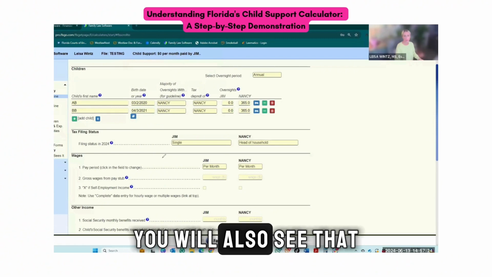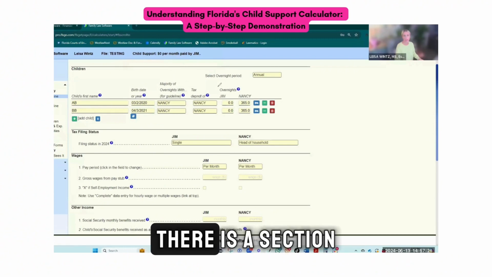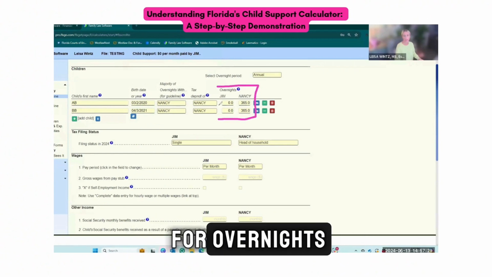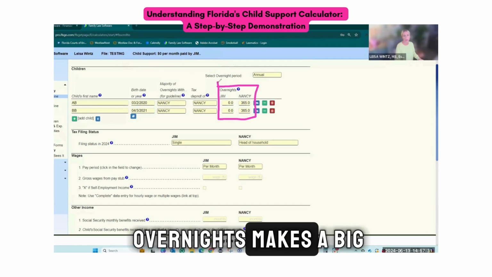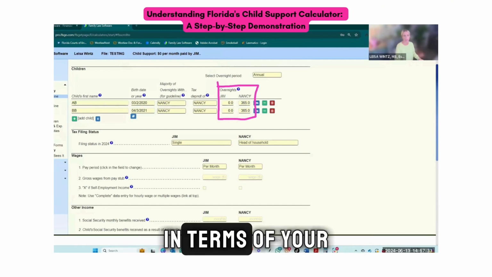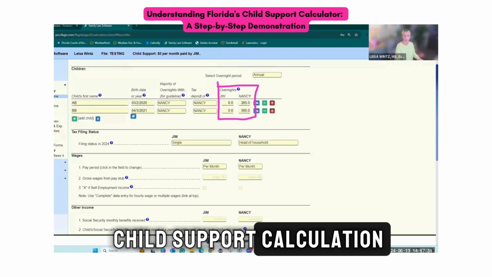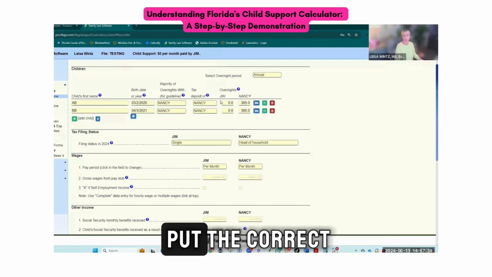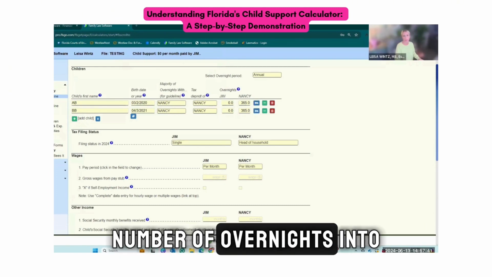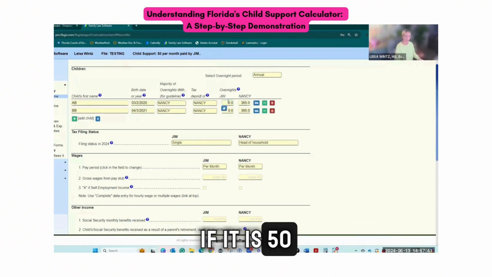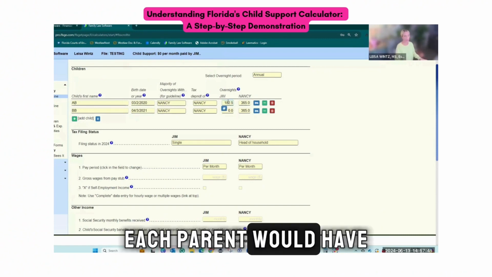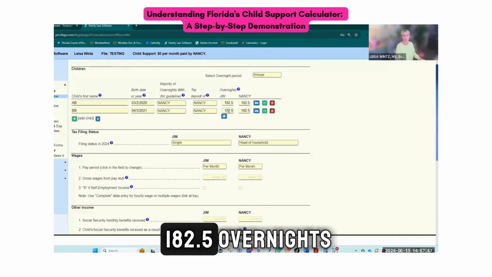You will also see that there is a section for overnights, and that is because overnights make a big difference in terms of your child support calculation. It is important to put the correct number of overnights into the formula. If it is 50-50 time sharing, each parent would have 182.5 overnights.